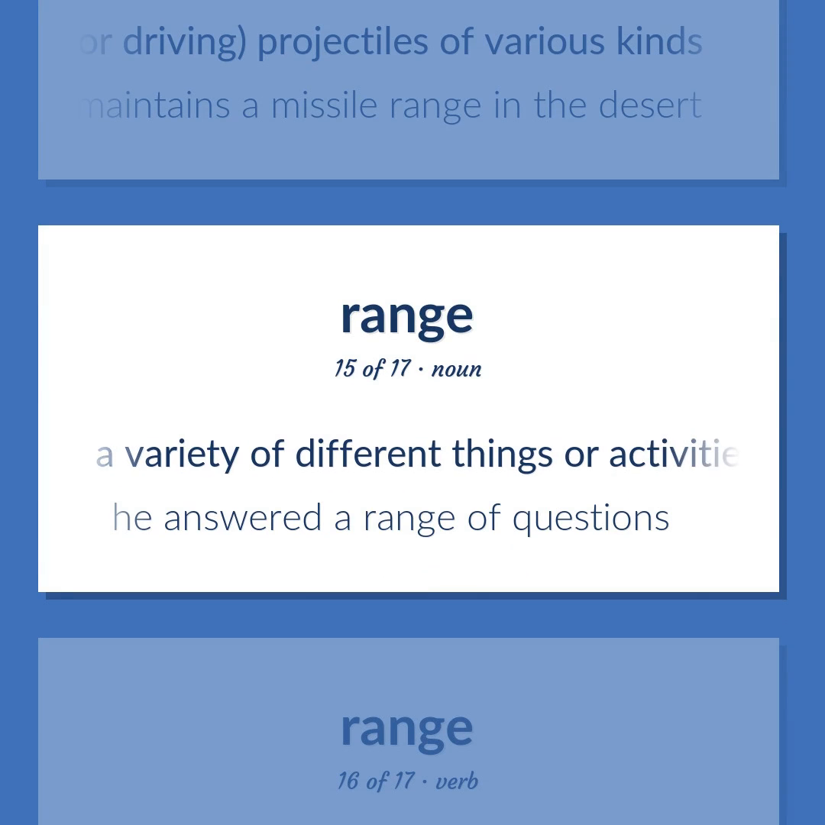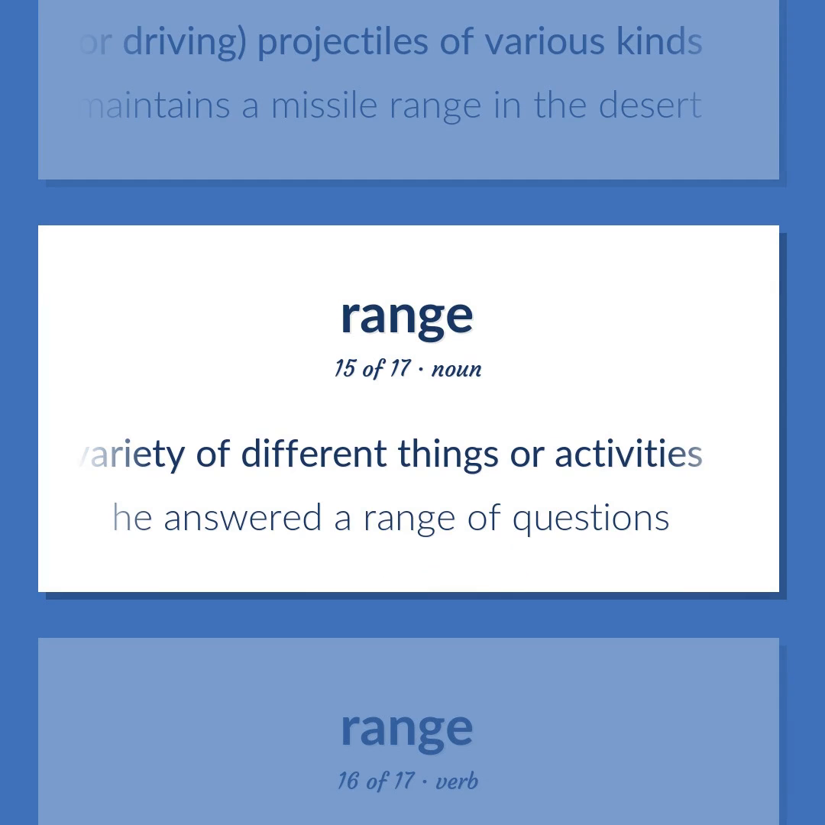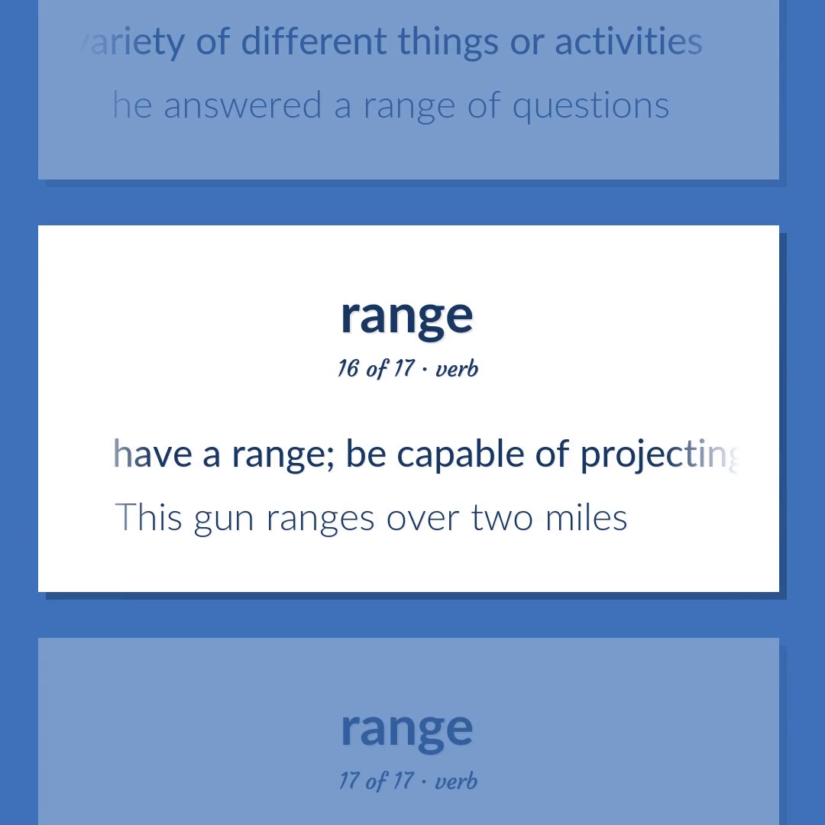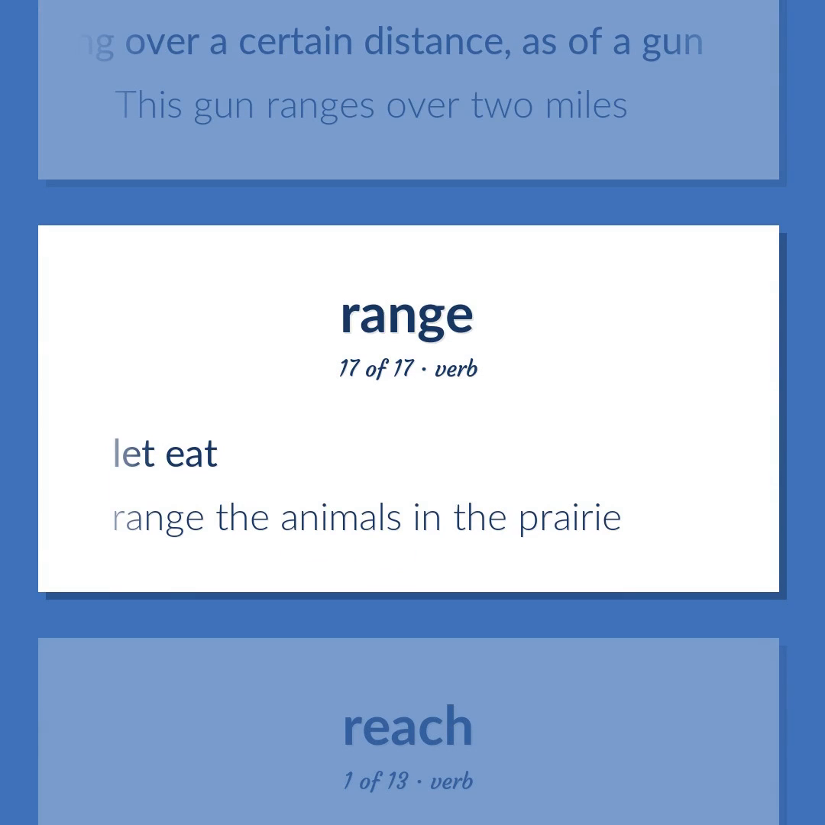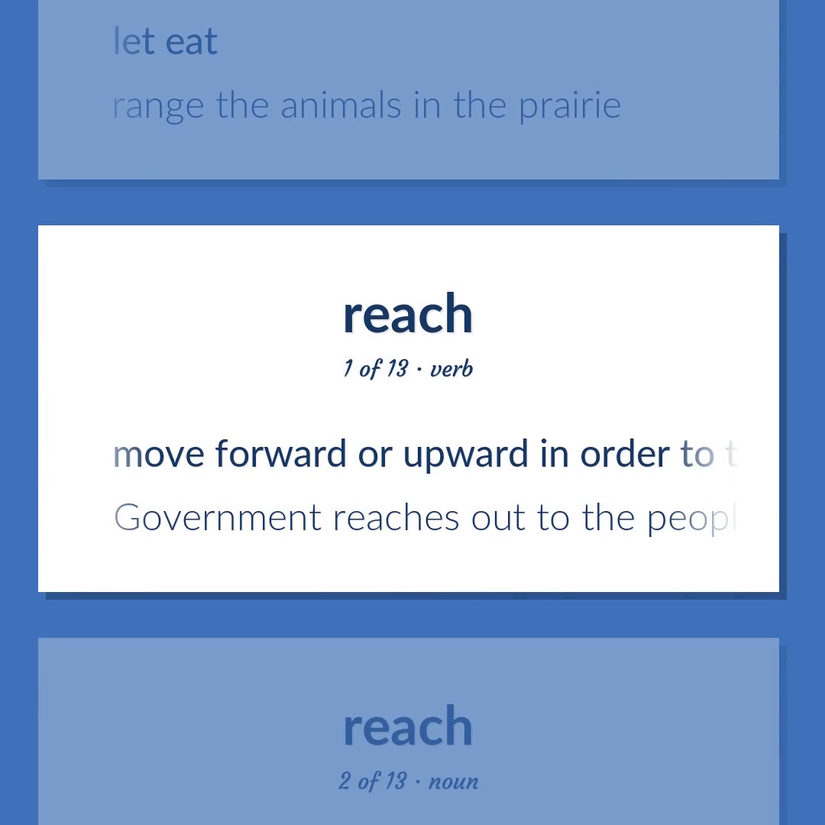A variety of different things or activities. He answered a range of questions. Have a range. Be capable of projecting over a certain distance, as of a gun. This gun ranges over 2 miles. Let eat. Range the animals in the prairie. Move forward or upward in order to touch, also in a metaphorical sense. Government reaches out to the people.